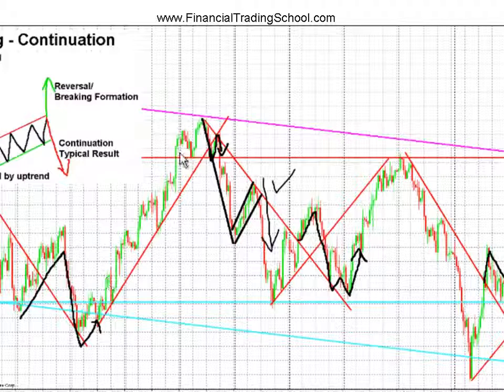These are all trends. They don't really have flags, although you could draw a small flag there, or maybe a small flag there. You could draw them, but they're not really that great. This is an actual real flag. It looks more like a flag. So that's it for this.